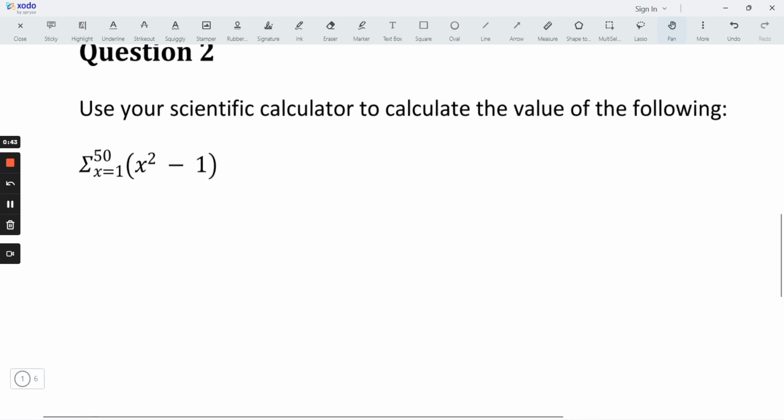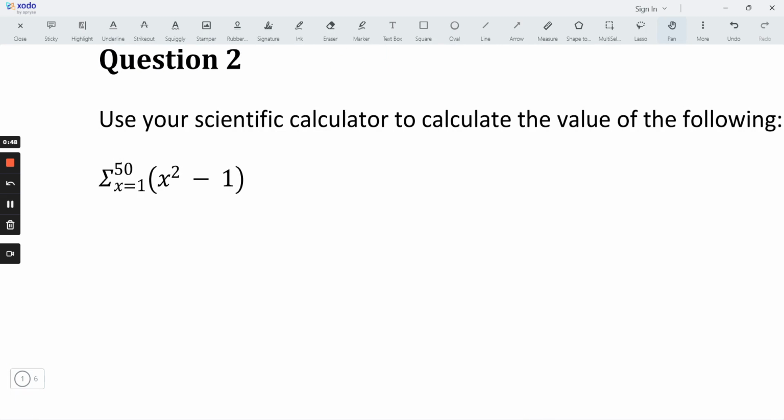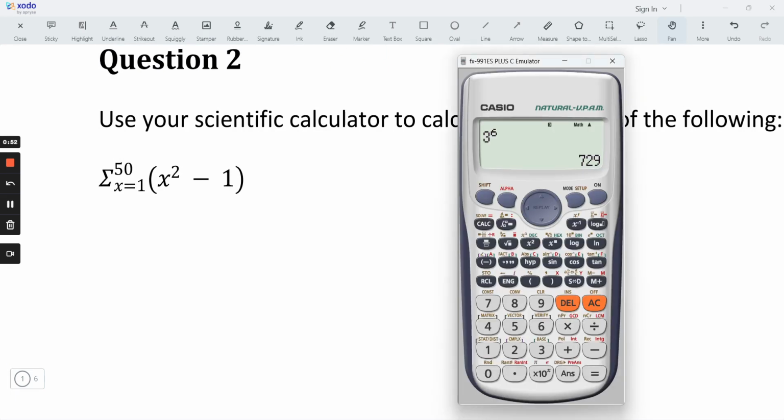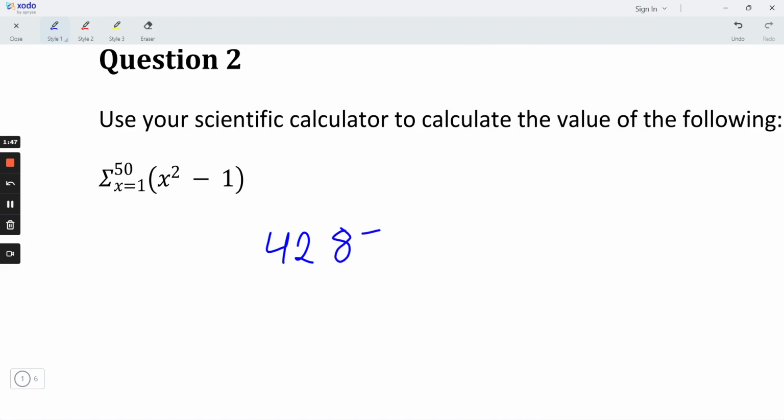Question 2. Use your scientific calculator to calculate the value of the following. Summation x from 1 to 50 of x squared minus 1. Here we can use our calculator. Shift log will give us summation sign. Then we will write our function inside these two brackets. So x squared, alpha x, minus 1, starting from 1 to 50, equal. 42,875.